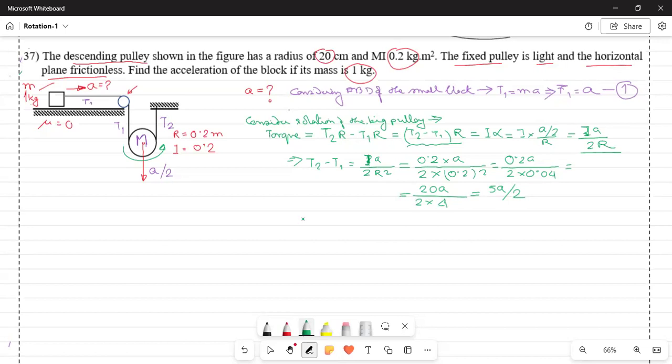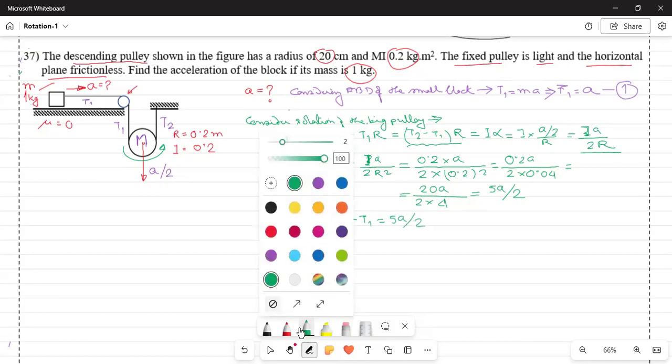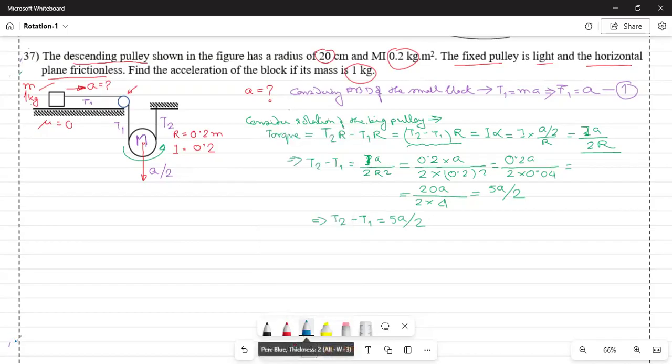Write it once again, because we will be using it as an equation. Therefore, T2 minus T1 is equal to 5A upon 2. Next, we'll go to another consideration. Before coming to that, we have got here T1 is equal to A, and T2 minus T1 is 5A by 2. So from here, we can find out the value of T2.